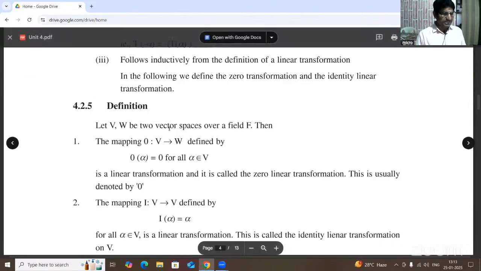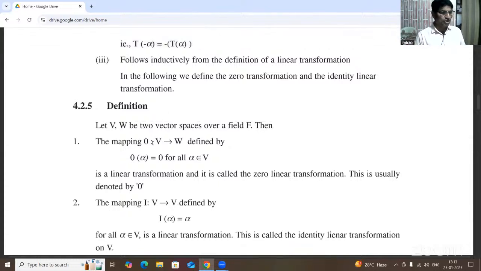Zero transformation means 0 maps V to W, defined by 0 of alpha equals 0. Define the zero transformation and the identity transformation. Identity means I of alpha equals alpha, where I maps V to V. When the domain and codomain are the same, I is defined from V to V, the identity mapping, so I of alpha equals alpha. That is called the identity linear transformation. The zero transformation is also a linear transformation, by the definition from V to W, 0 of alpha equals 0.